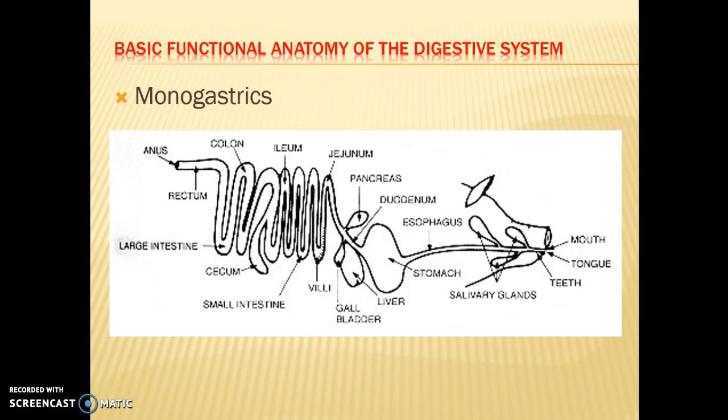Here in this picture you can see the basic functional anatomy of the monogastric digestive system. Here the digestive system of the pig is shown, and the digestive system starts from the mouth to the anus. Starting from the mouth, esophagus, and then the small intestine: duodenum, jejunum, ileum, and there is a large intestine: cecum, colon and rectum.